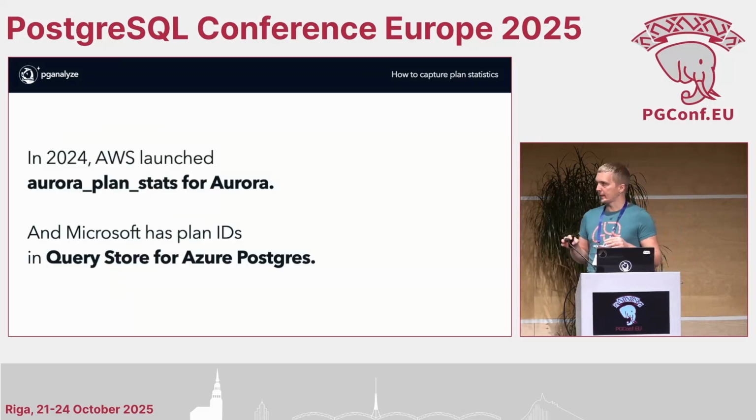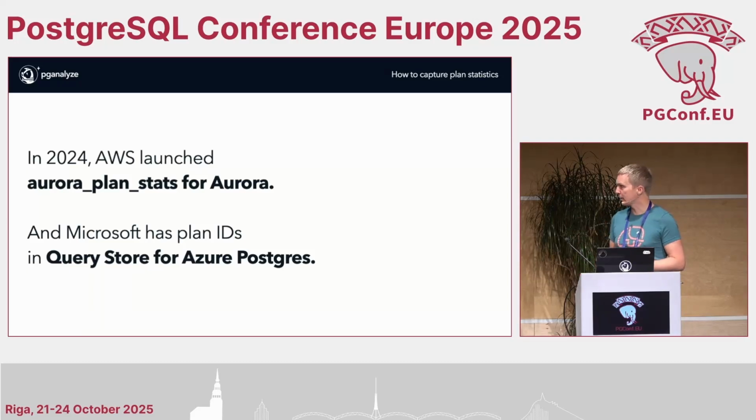Now, there was one key thing that made me think we can do better here, which is AWS actually launched something for Aurora called Aurora Plan Stats. Aurora Plan Stats tries to do plan statistics and actually does it reasonably well. If you are on a recent Aurora version, you can just use this out of the box. So if you're on Aurora, problem is solved. You don't need any of the stuff we're talking about here. But the problem is many of us are not on Aurora. The extension is not open source, right? So we can't actually use it in many environments.